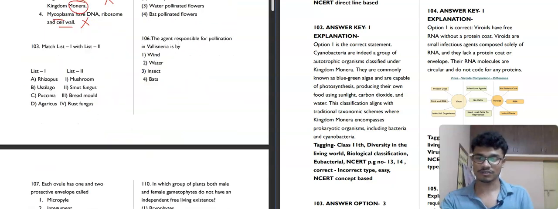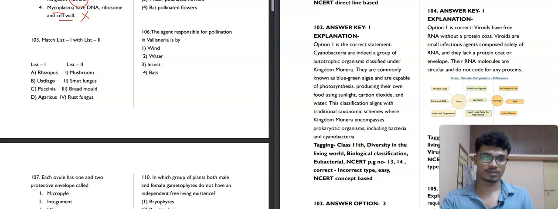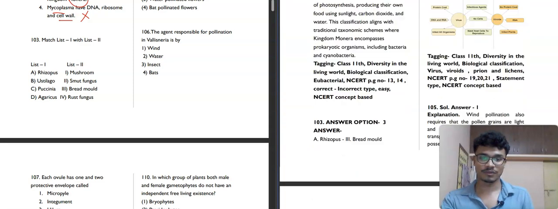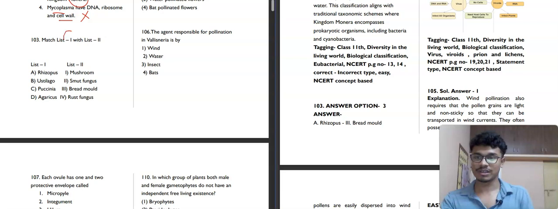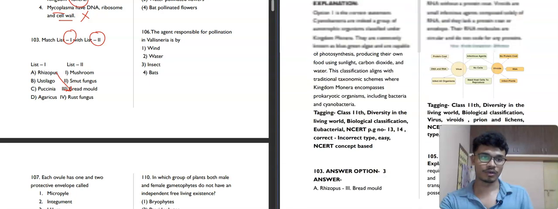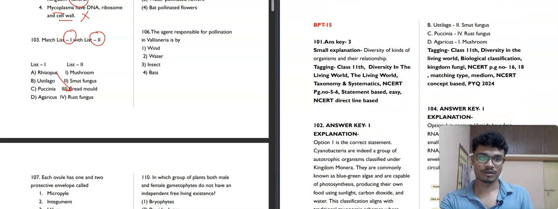Now I will move towards the next question, question number 103. First we have to match list first with list second. List first has Rhizopus, Ustilago, Puccinia, Agaricus, and then mushroom, smut fungus, bread mold, rust fungi. The first one, Rhizopus, is basically bread mold. Now we will also talk about other fungi. Ustilago is also called smut fungi. Puccinia is called rust fungi, and Agaricus is called mushroom.